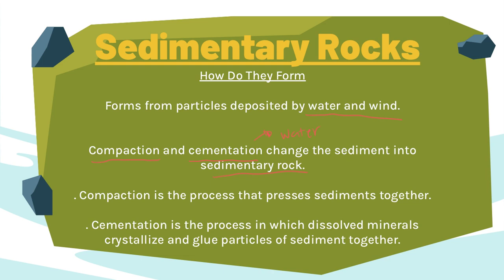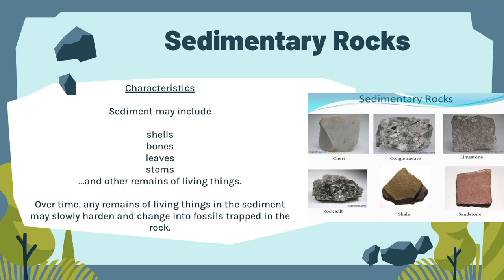And so the definitions of compaction and cementation are here for you in case you want a more fully defined definition. But essentially, compaction, cementation, you get a sedimentary rock. And because sedimentary rocks are made based on sediment, they can actually contain a lot of different pieces. They can contain shells and bones and leaves and stems and even cockroach legs and the remains of other organisms.